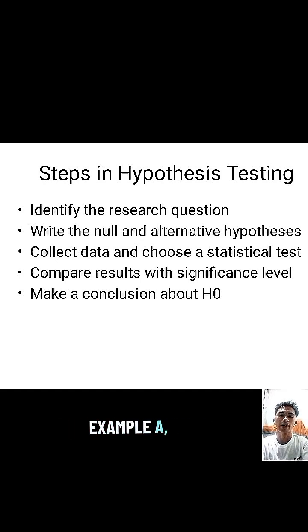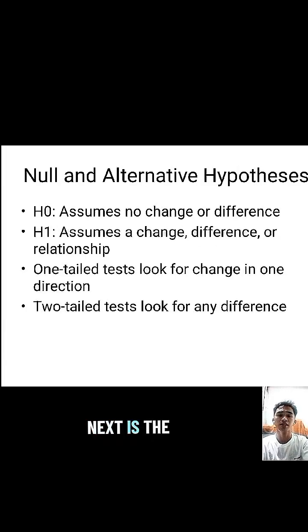For example, a company tests whether a new phone battery lasts longer than the old battery by collecting data and comparing the results. Next is the null and alternative hypotheses. The null is often written as H0, while the alternative is written as H1 or HA.